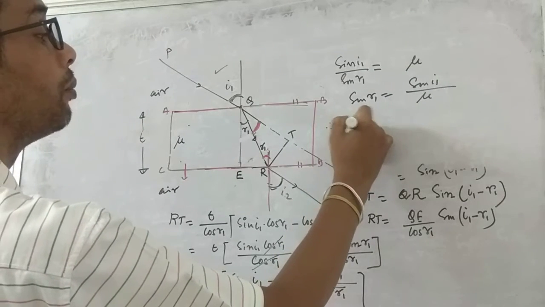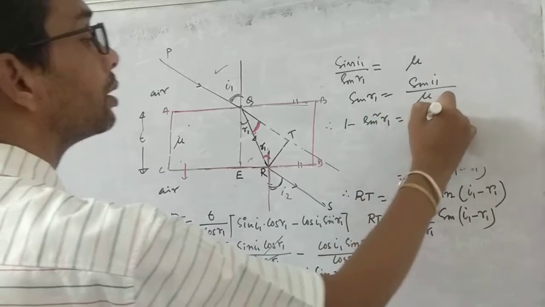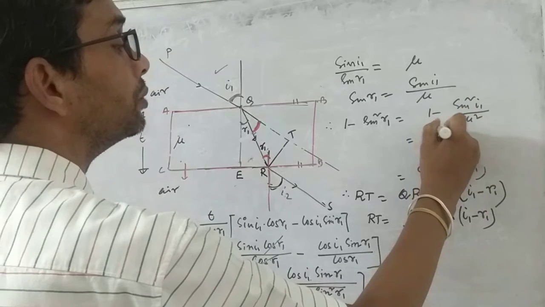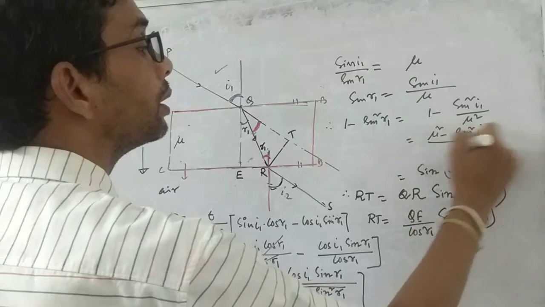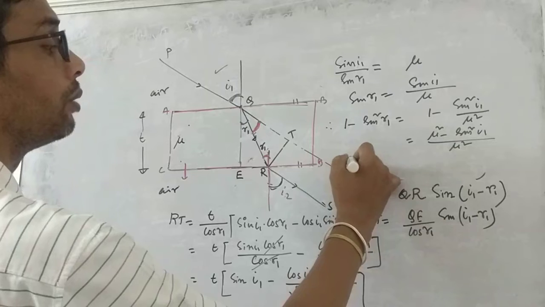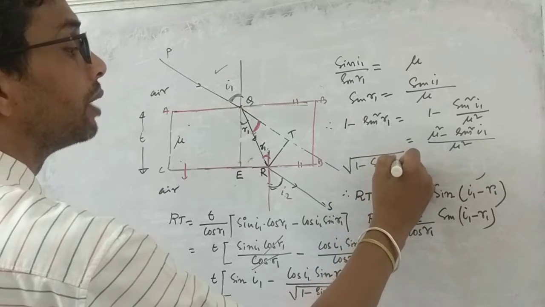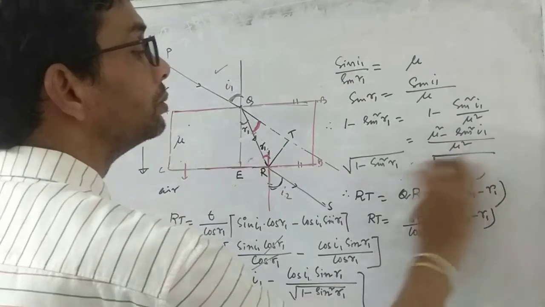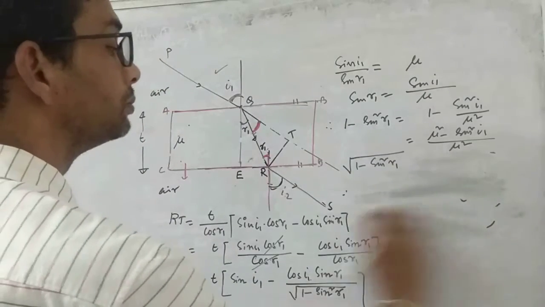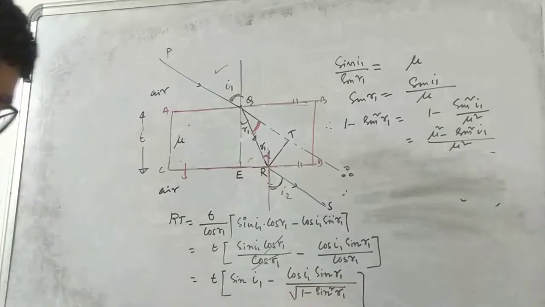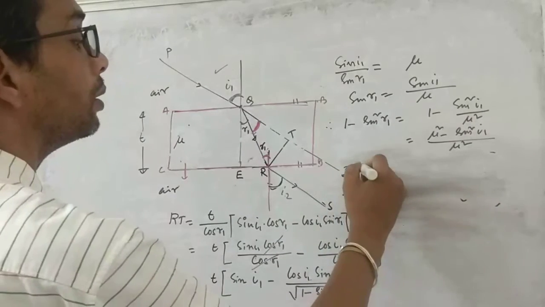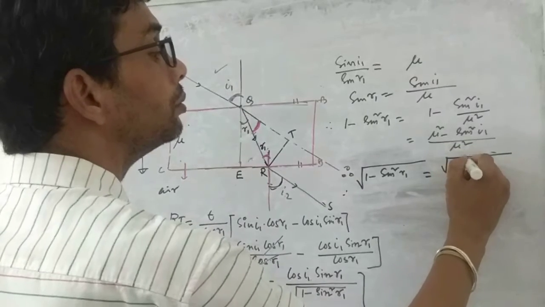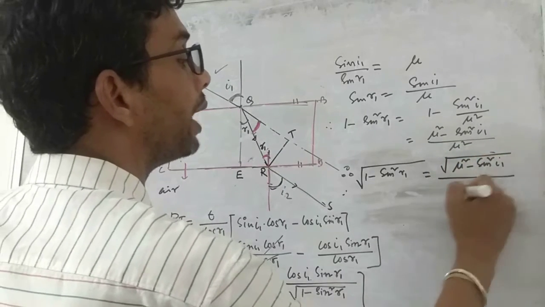Therefore, 1 minus sine square r1 is 1 minus sine square i1 by mu square, that means mu square minus sine square i1 by mu square. Therefore, root of 1 minus sine square r1 is nothing but root of mu square minus sine square i1 by mu.